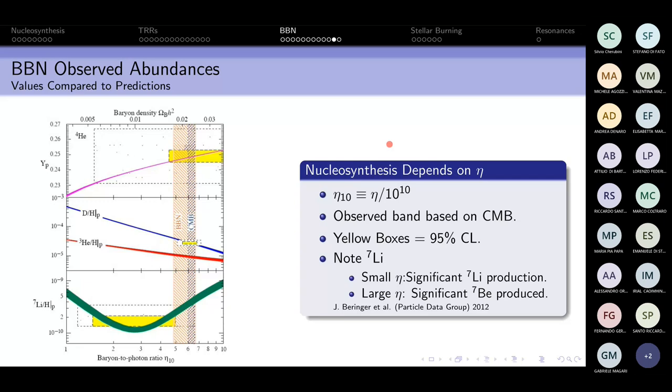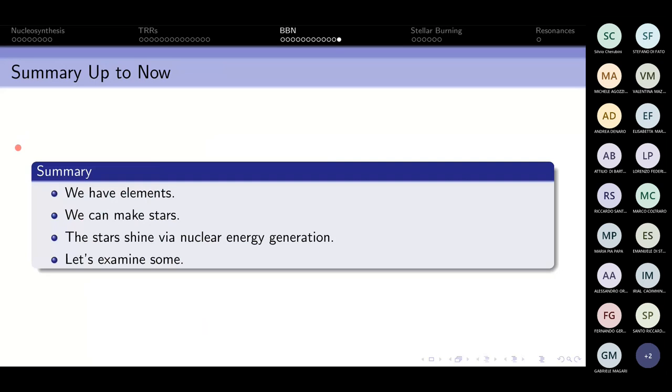Okay, here's where we sit. We have elements. We have nuclei. We have atoms. Now we can make some stars, some planets, some galaxies, and some life. That's what we're going to do next time. Have a good weekend, everyone.